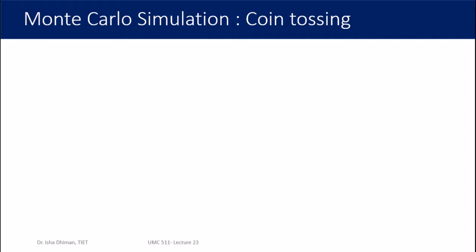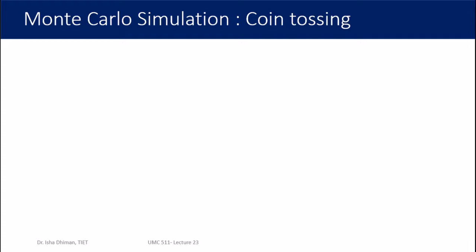I have told you the what part, and why it is required. See, why it is required, because it has many applications. What it is, we have just seen in the definitions and all. So this is an important question now: how to perform Monte Carlo simulations? And for that I have picked a very simple example, coin tossing.